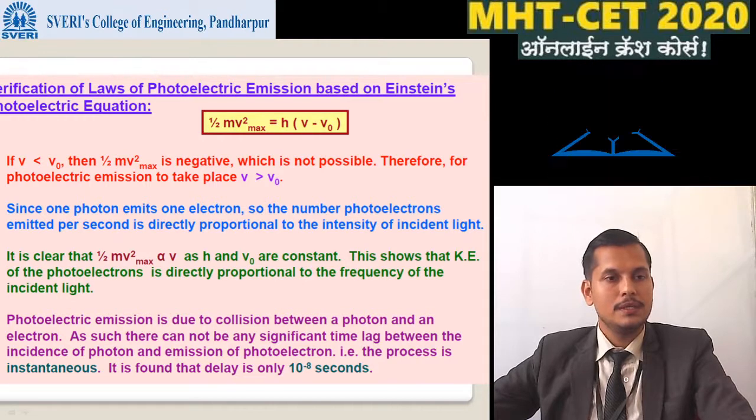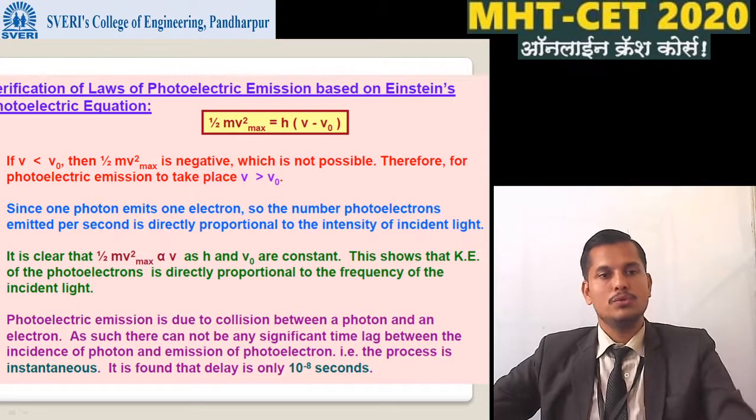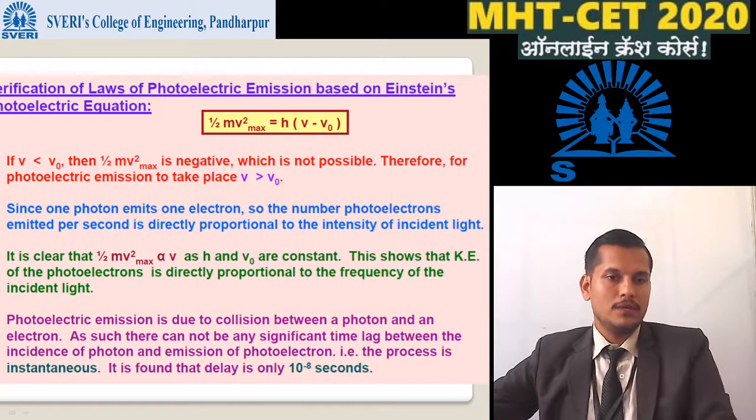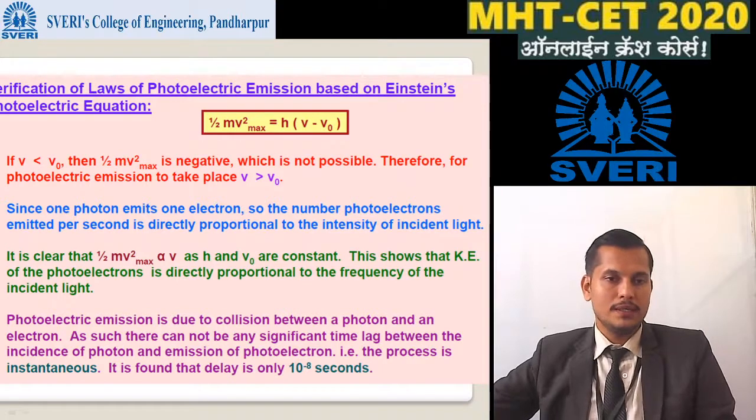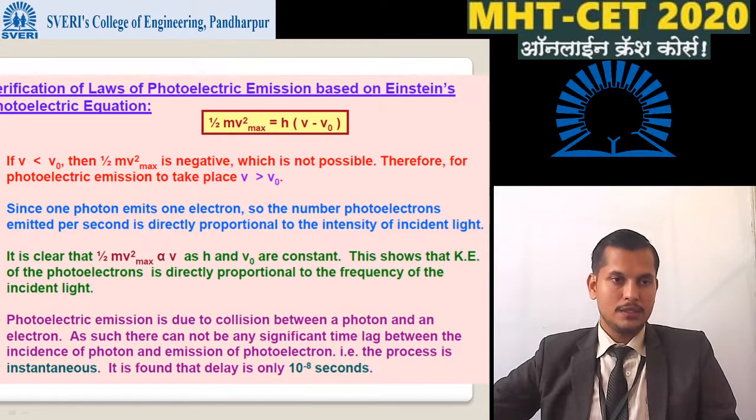Next, it is clear that 1/2 m v² max is proportional to nu, as h and nu 0 are constant. H is Planck's constant, nu 0 a fixed value आहे. So this shows that kinetic energy of the photoelectrons is directly proportional to the frequency of the incident light. त्याची जी kinetic energy आहे तर ती त्याची फ्रिक्वेन्सी आहे तर त्याच्यावर डिपेंडेंट आहे.